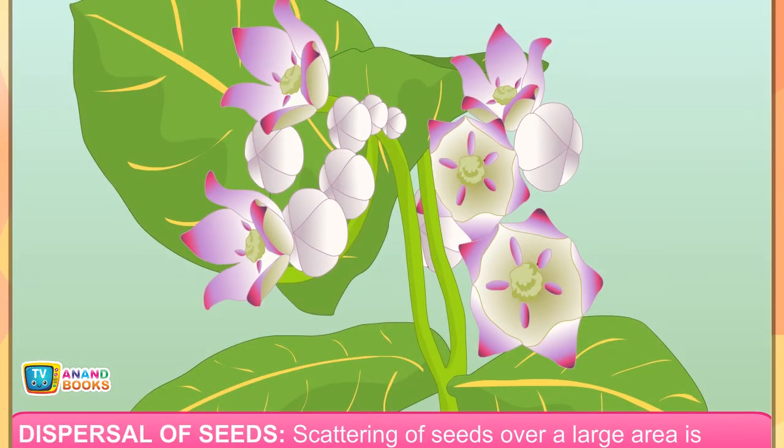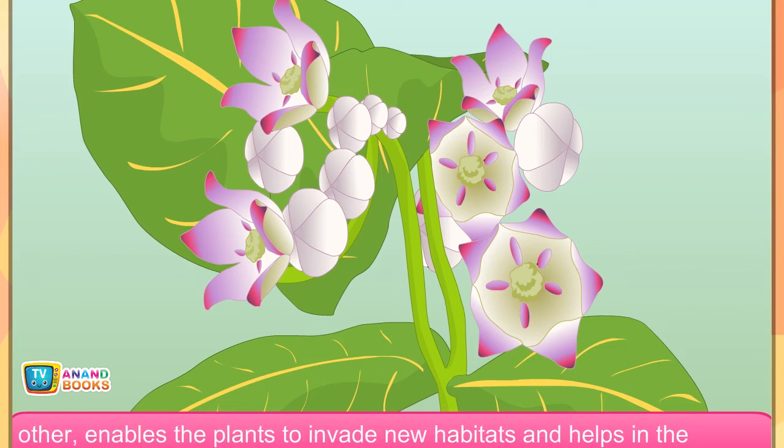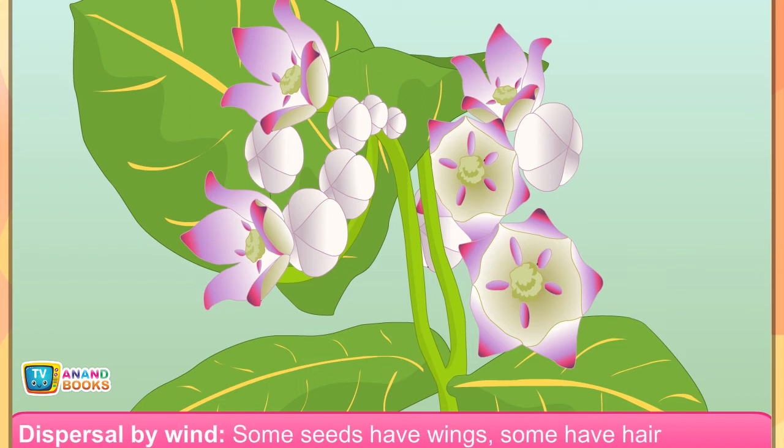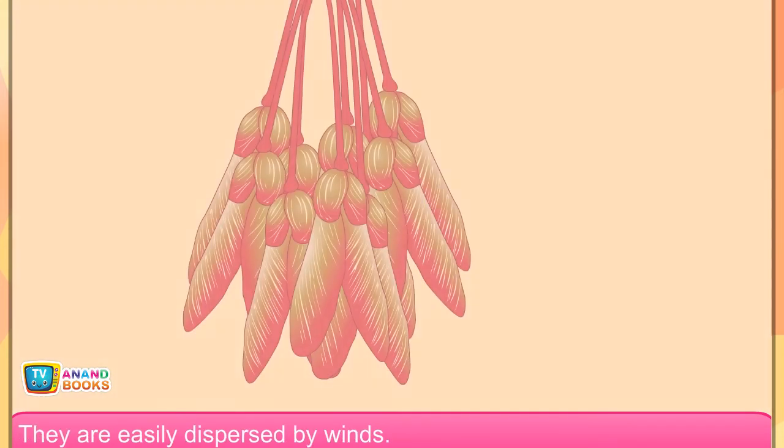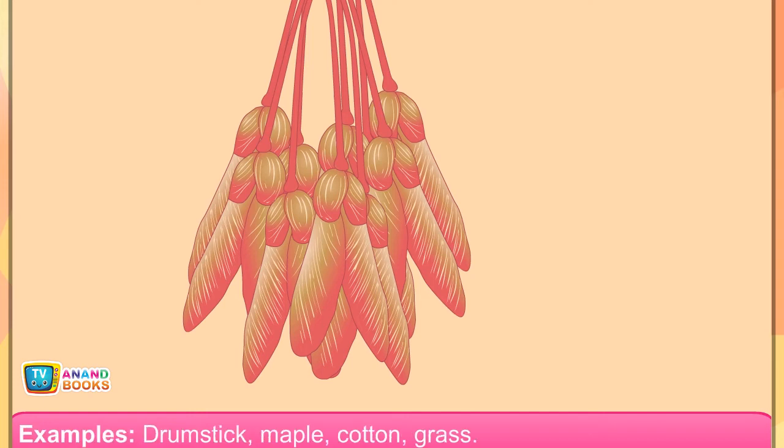Dispersal of seeds. Scattering of seeds over a large area is called dispersal. It helps the seedling to avoid competing with each other, enables the plants to invade new habitats, and helps in the distribution of species. Some methods of dispersals are dispersal by wind. Some seeds have wings, some have hair around them, and some are light in weight. They are easily dispersed by winds. Examples: drumstick, maple, cotton, grass.